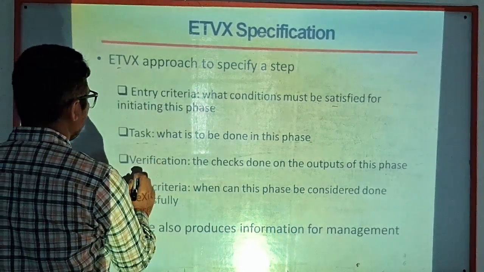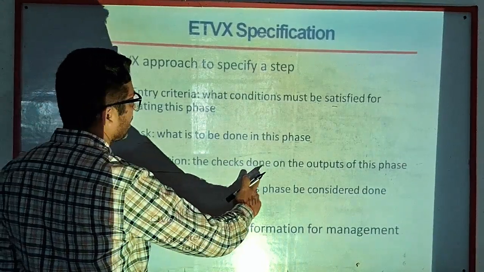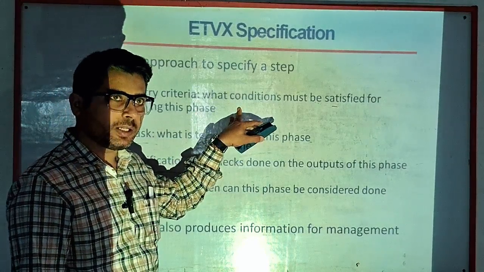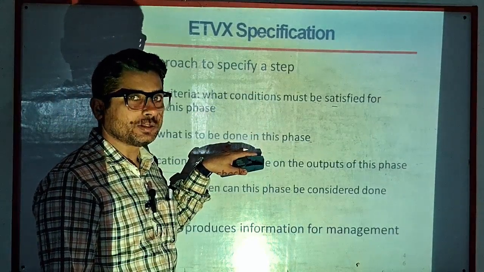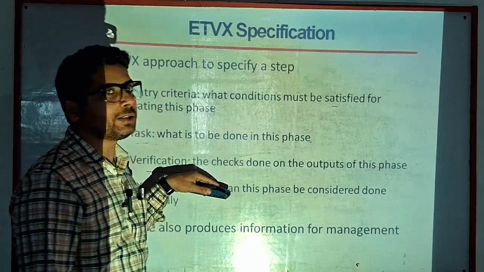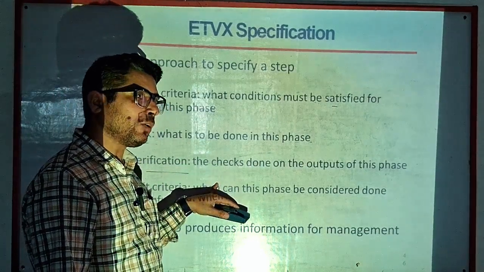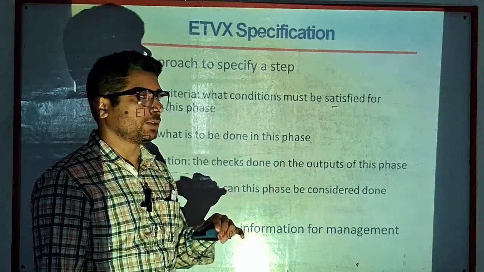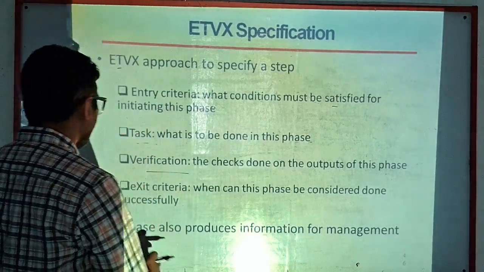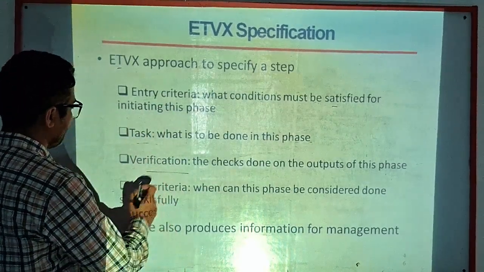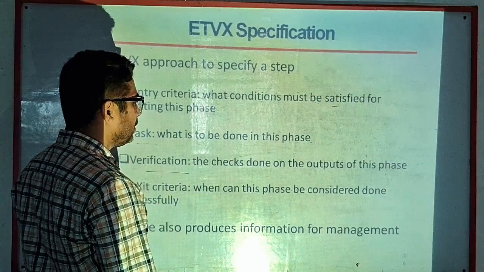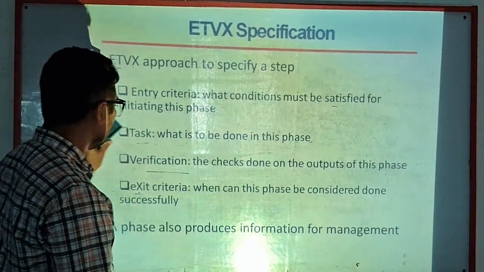The third one is V. V is for verification, the check done on the output of this phase. After the product has been developed, the verification phase is started. It will check the output against the given user needs, and it will compare, and if there is any difference, then it will revert back. And the last is the exit criteria. X marks the exit of the ETVX criteria. When this is satisfied, the phase is considered successful.